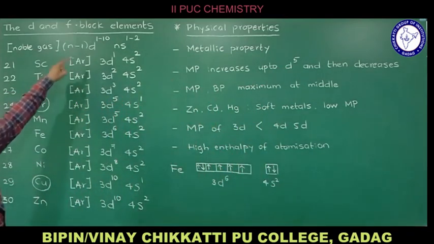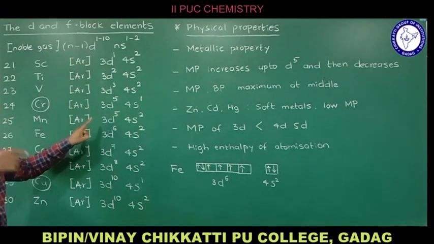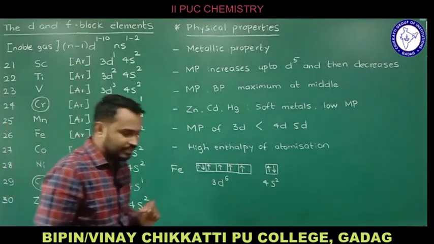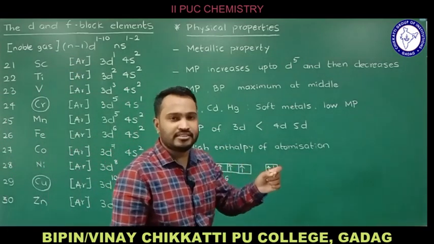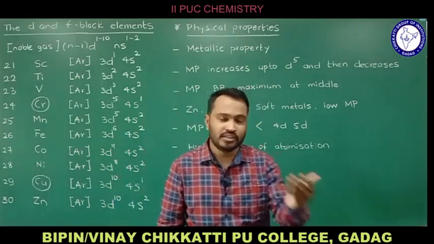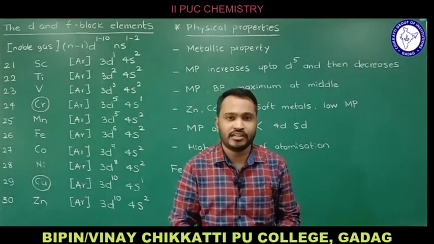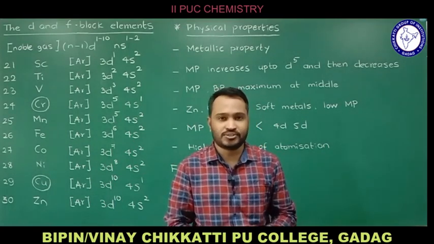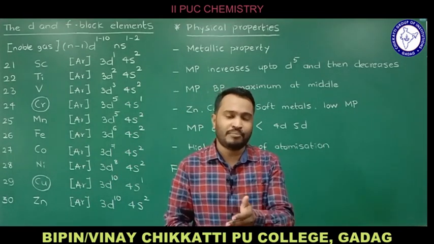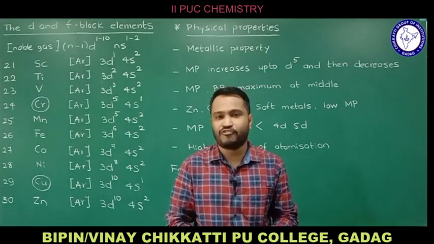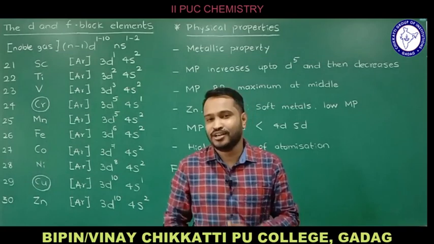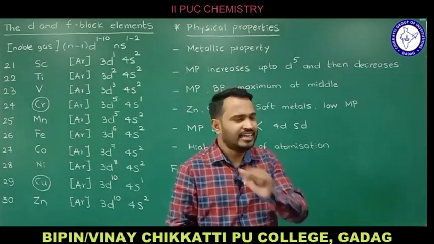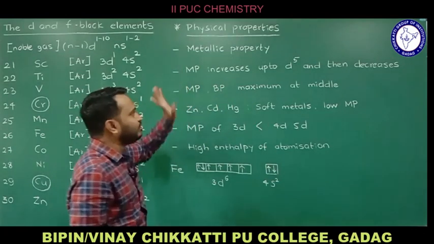Try to know that from d1 to d5 the melting point increases. After d5 configuration the melting point decreases. Up to d5 configuration melting point increases because the number of unpaired electrons increases, so that the metallic bond becomes strong. Therefore, the melting point increases. After d5 configuration the melting point decreases because the number of unpaired electrons goes on decreasing, so that the metallic bond becomes weaker and weaker. That is about the physical property related to melting point.